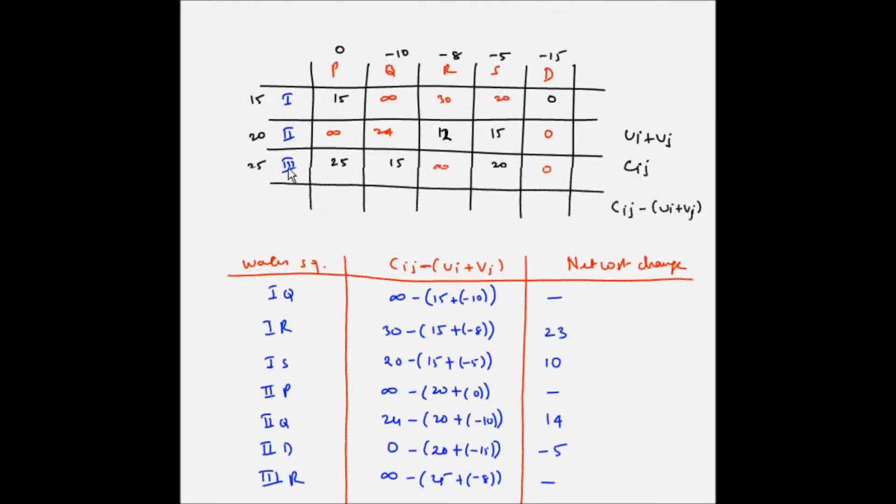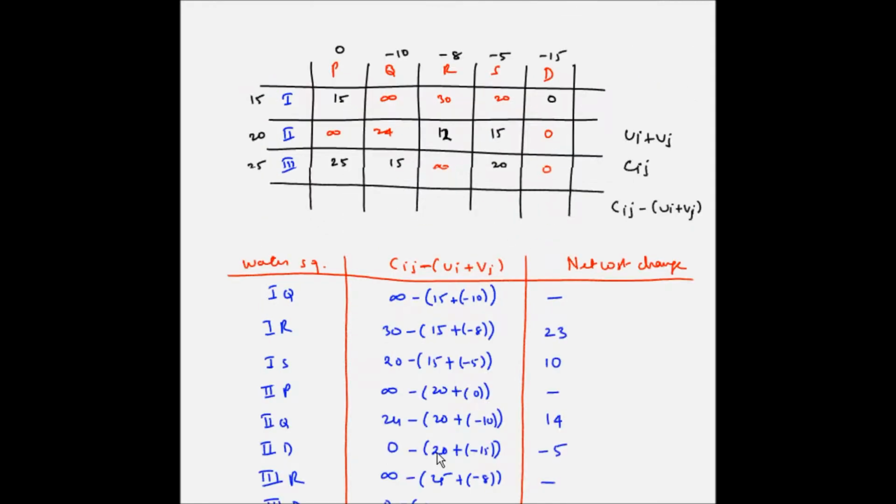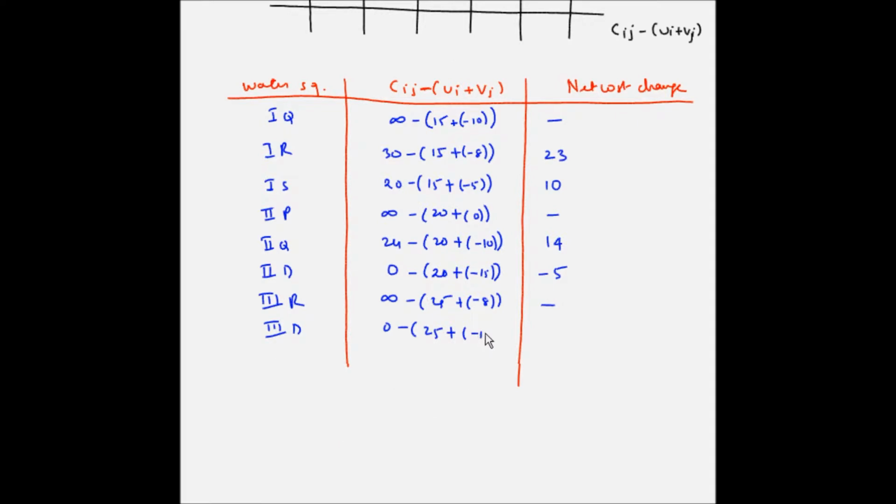The next water square is 3d. Cij is 0, ui is 25, vj is minus 15. So this becomes 25 minus 15, which is 10, and there is a negative sign outside, so minus 10.